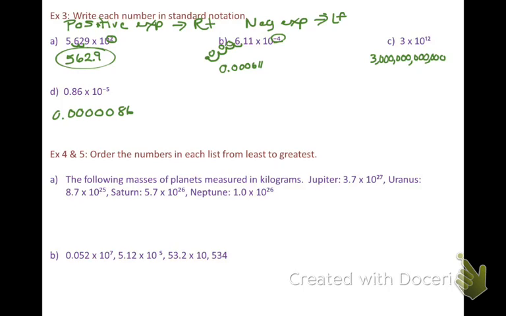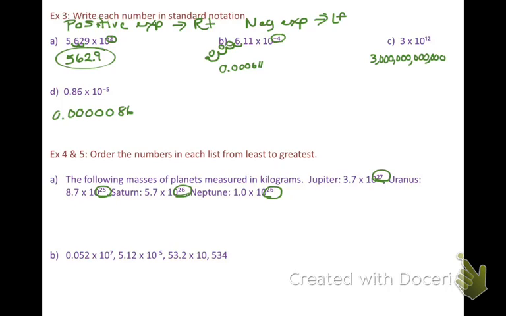Jupiter is 3.7 times 10 to the 27th. Uranus is 8.7 times 10 to the 25th. Saturn is 5.7 times 10 to the 26th. And Neptune is 1.0 times 10 to the 26th. Okay, to find the smallest, since it's already in scientific notation, you look at the exponents first. So we have 26, 26, 25, and 27. Which one is the smallest exponent?